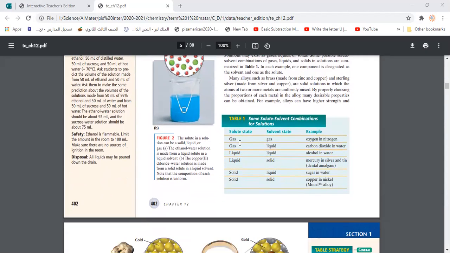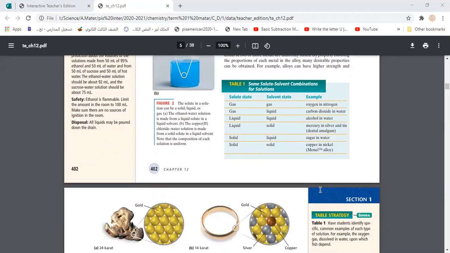Sometimes we could have a gas solution, for example oxygen dissolving in nitrogen. Gas in liquid, like carbon dioxide dissolving in water. Liquid solution, like alcohol dissolving in water. Liquid in solid, like mercury with silver and tin. Solid in liquid, like sugar in water or salt in water. Solid solutions, like different alloys. So that represents the idea.